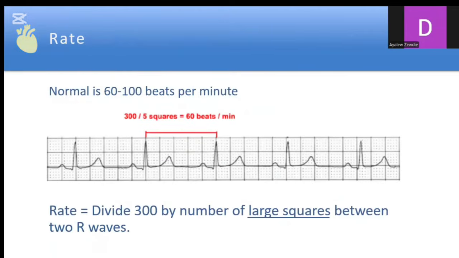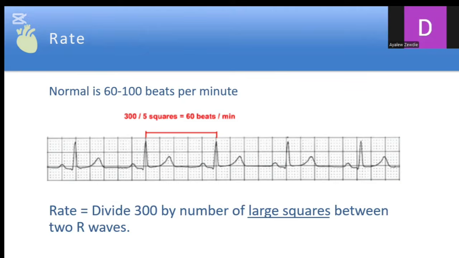The next one is you need to calculate the rate. The rate in normal condition should be 60 to 100. If you know that it's sinus or it's regular, then you calculate by dividing 300 by the number of large boxes. So you check between 2 RRs and how many large boxes are there. 1, 2, 3, 4, 5. So we have 5 large boxes, so 300 over 5, it will be 60.